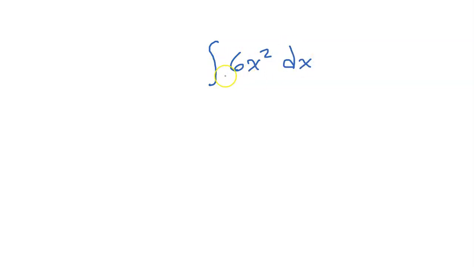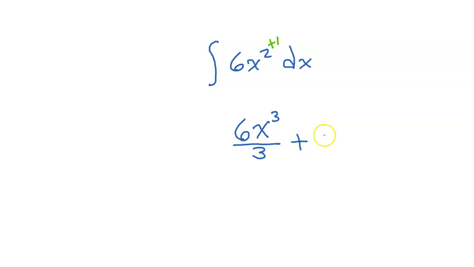We can use the power rule of integration, and we would add 1 to the exponent here. So that would give us x to the third power. So at this moment we have 6x to the third power, but then part of the power rule is you then divide by the new exponent you just found. So we would divide by 3.